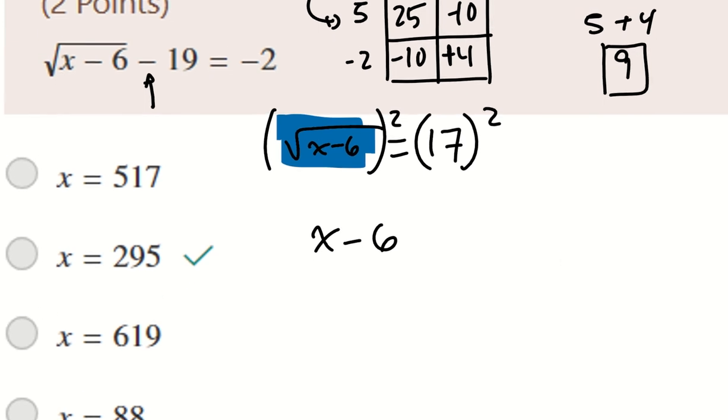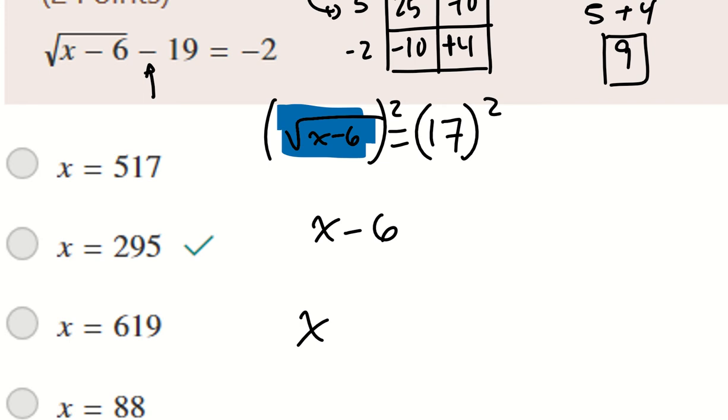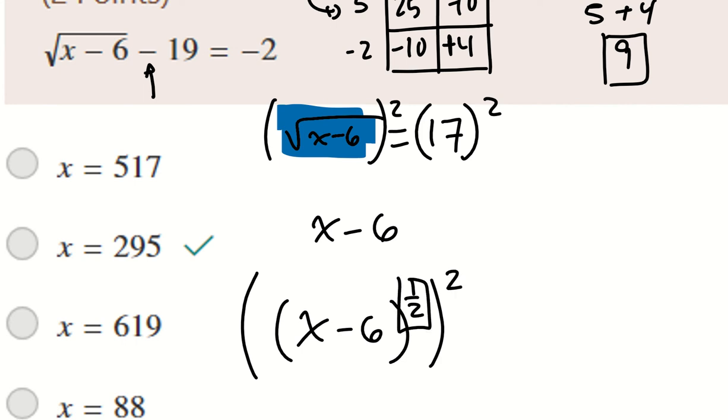You know what? Another way to look at that too is this. I know that the square root of x minus 6 is the same thing as x minus 6 to the 1/2 power, because we've talked about this. If I raise something to the 1/2 power, it's the same thing as taking the square root. So if I take the square root of x minus 6, that's x minus 6 to the 1/2 power, and I square that, what do I end up with? I end up with the 1/2 times the 2, which gives me the 1. So this legit is x minus 6, and it equals whatever 17 squared is.